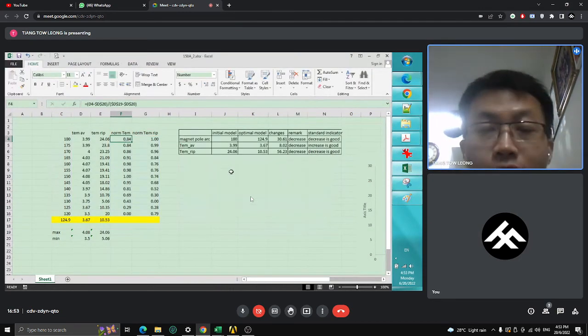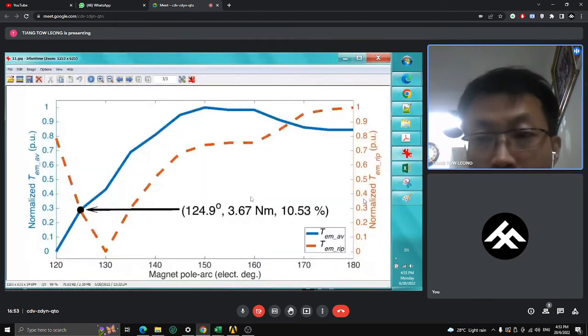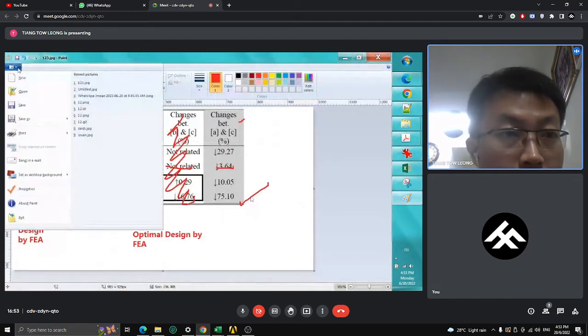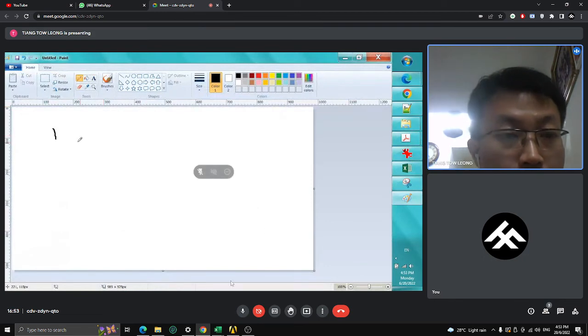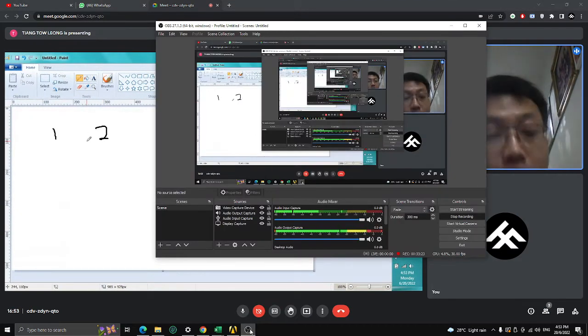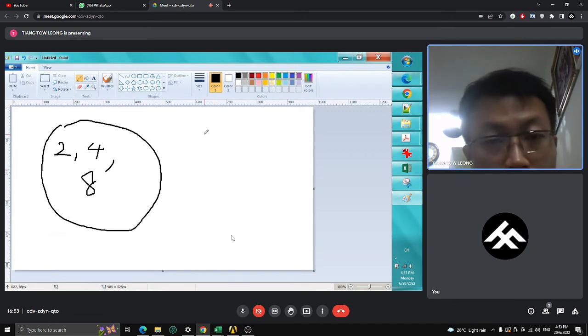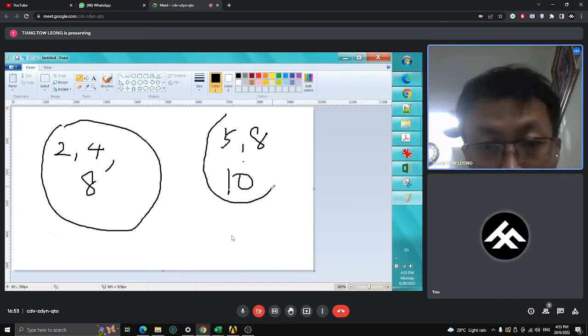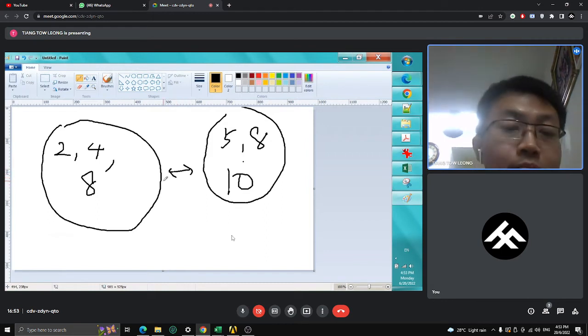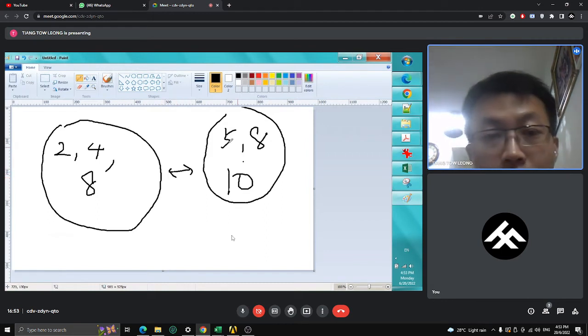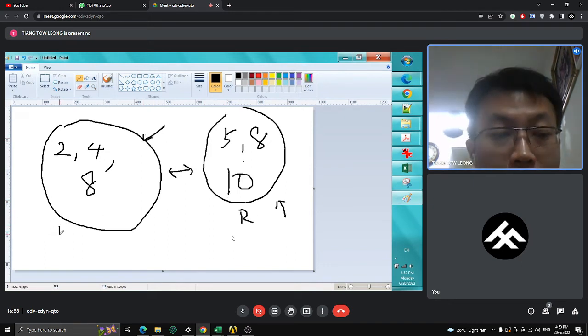What is the meaning of normalization? The normalization is like this. Let's say kita ada satu nombor, dua nombor. We have a number lah. In this group, we have numbers 2, 4, 8. And in this group we have numbers 5, 8, 10. Let's say only lah. So now we want to compare between them. But it's very difficult because we can look here, the numbers on the right hand side will be bigger than the left hand side, right?